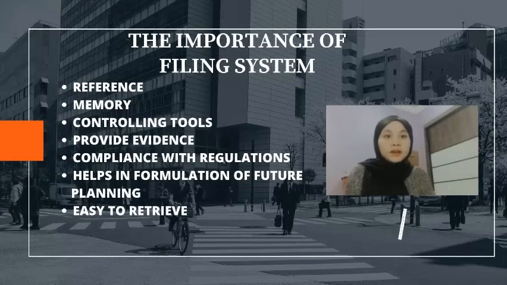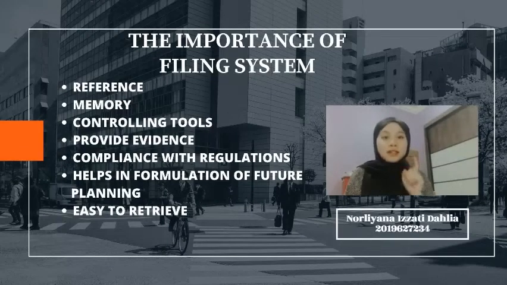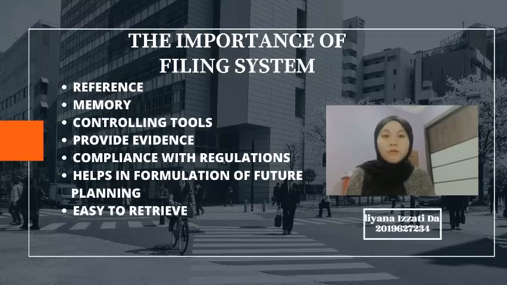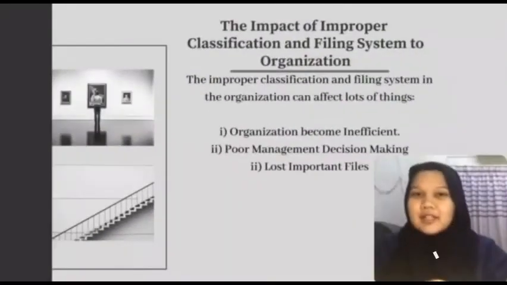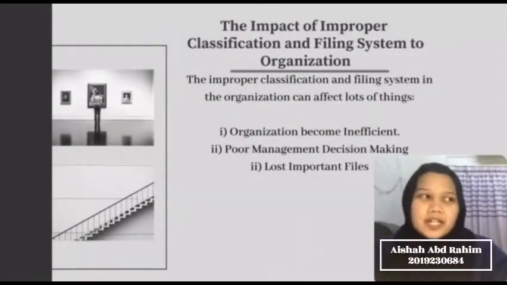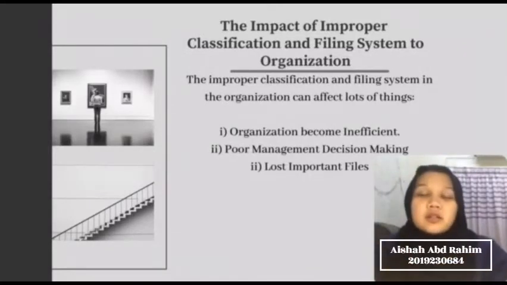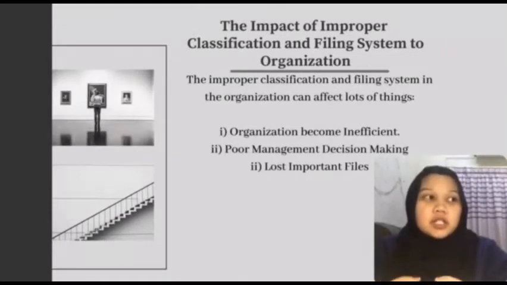The importance of the filing system is firstly for reference, second for memory, the third one is to provide evidence, the fourth one is compliance with regulation, the fifth one is help in formulation of future planning, and the last one is easy to retrieve. Classification and filing system is very important to an organization. The correct way to handle files is needed to ensure that the organization can become more efficient.